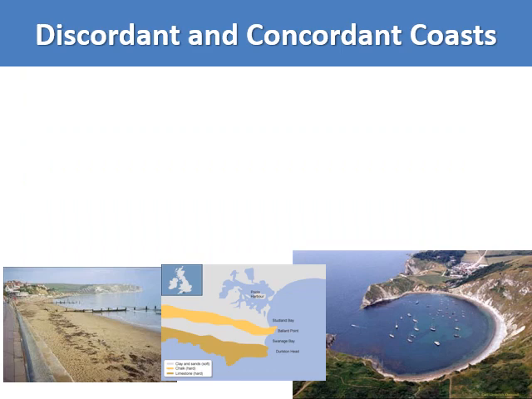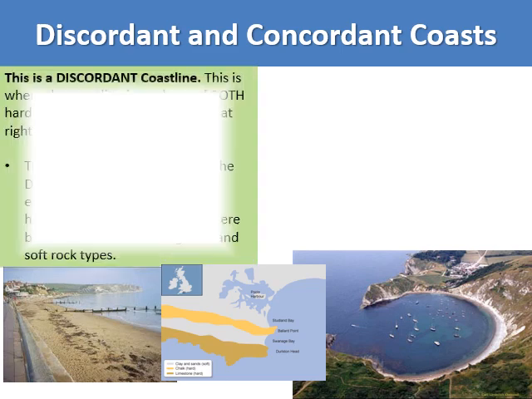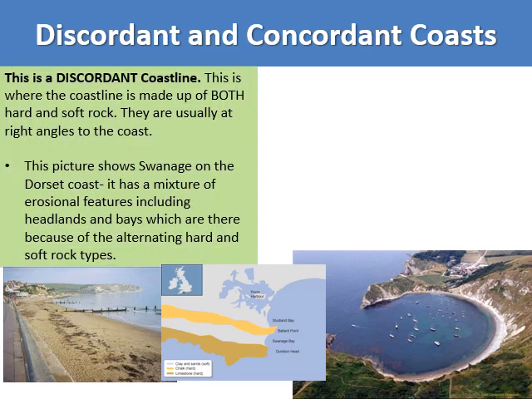What these coastlines are known as are discordant and concordant coasts. The diagram that you drew earlier was known as a discordant coastline. This is made up of both hard rock and soft rock and is usually at right angles to the coast. The picture in the bottom left-hand corner is a place called Swanage in Dorset, and you can see the bay with the sandy beach that's been created as the softer material has been eroded, leaving the headlands to stick out in the background.